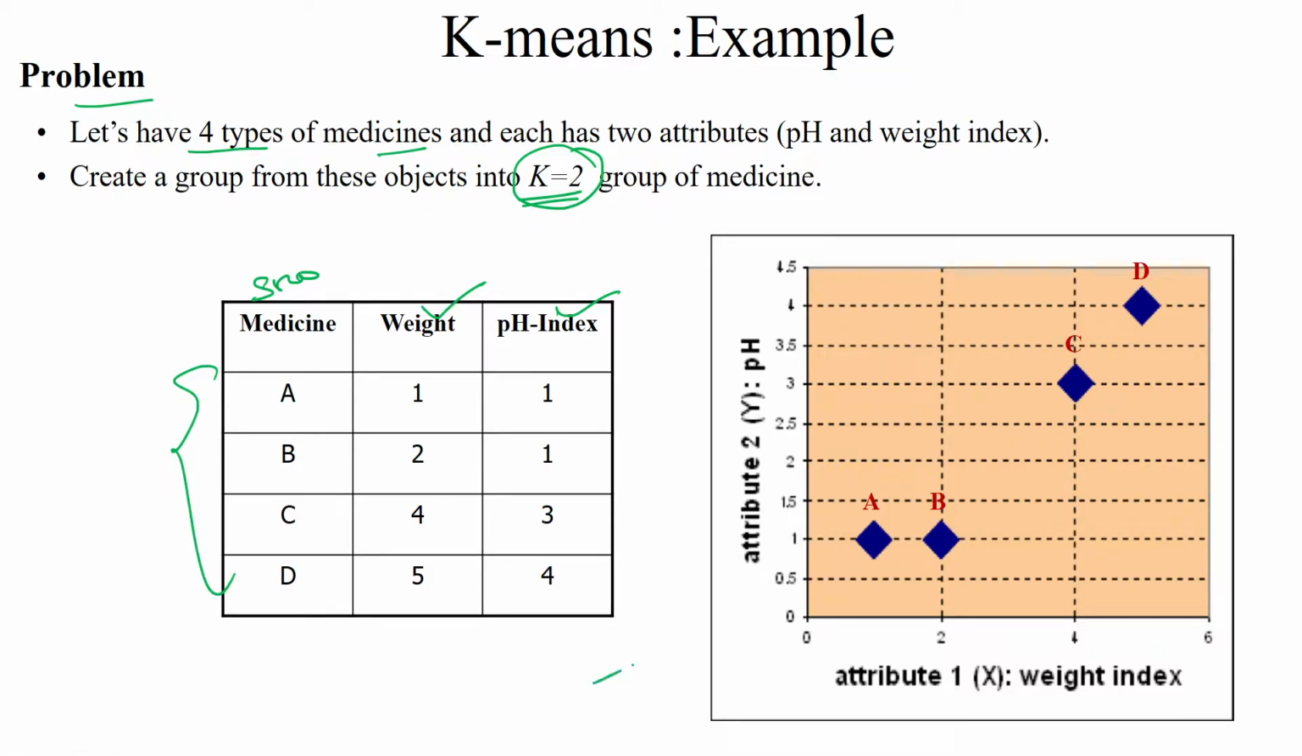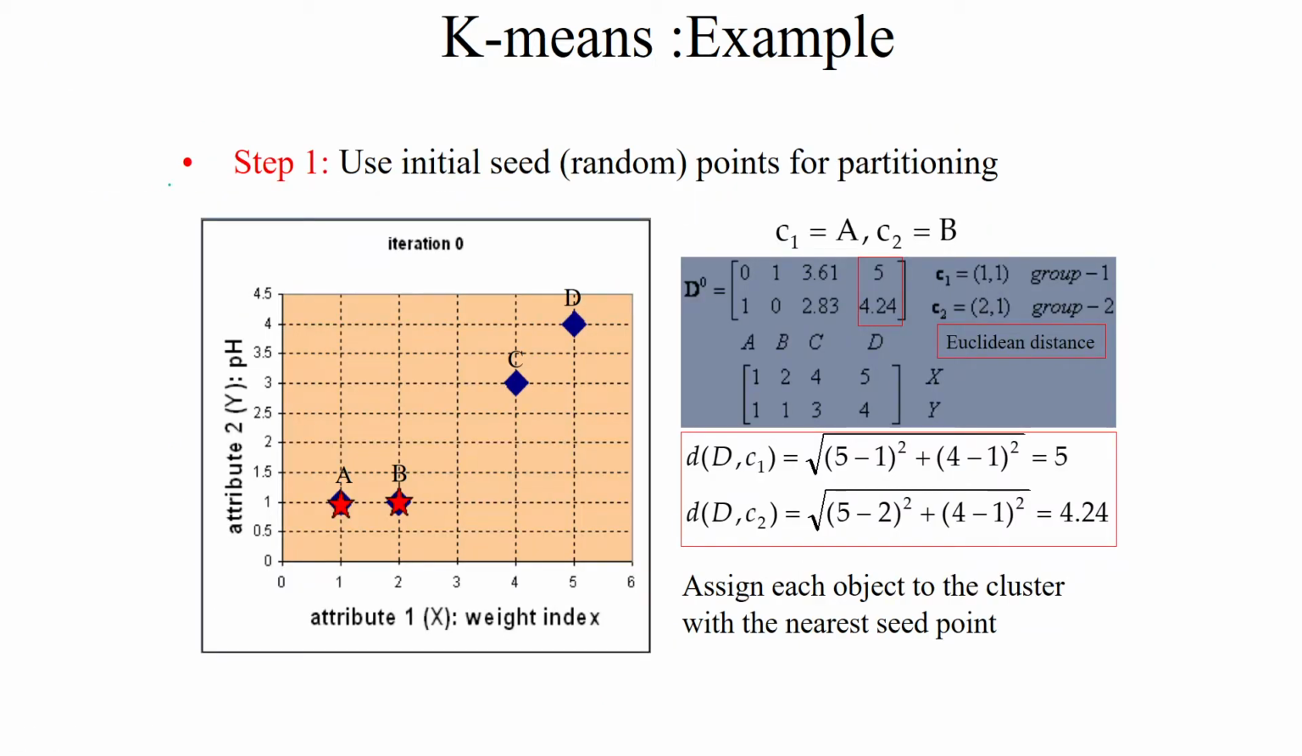Initially, I am making the plot. Here A is 1 comma 1, B is 2 comma 1, C is 4 comma 3, and D is 5 comma 4. After this, first I have to select initial random data points as cluster centers. For that I am selecting A and B as cluster centers, K equal to 2. So two data points are selected randomly as cluster centers.